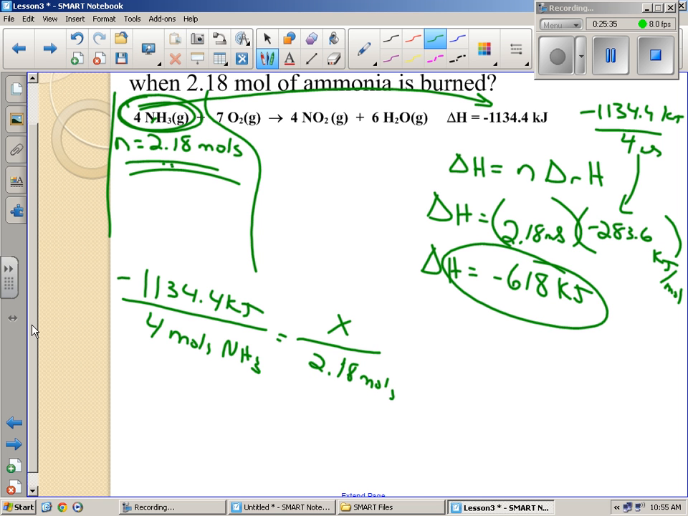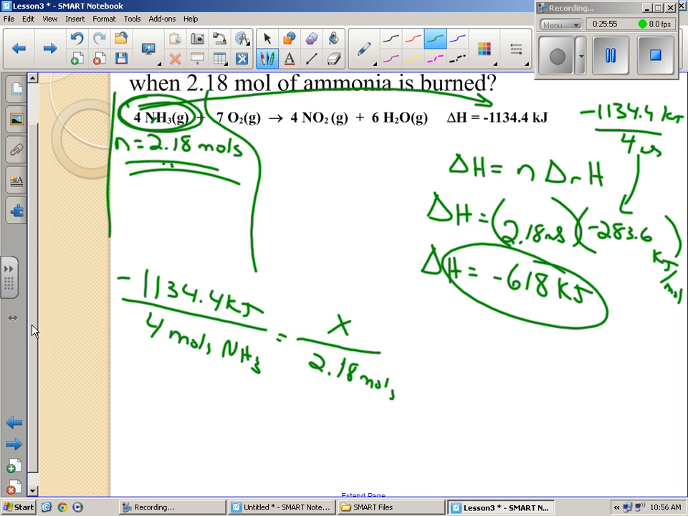Because if you look right here, what's this? Well, this is kilojoules per mole, right? That's how you find it. Times 2.18 moles, well, that's exactly what you just did there. And you find x, okay? And that'll be it. So 618 kilojoules of energy is released, exothermic, negative, okay?